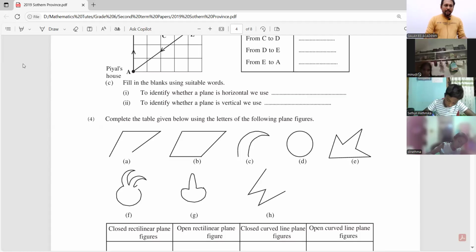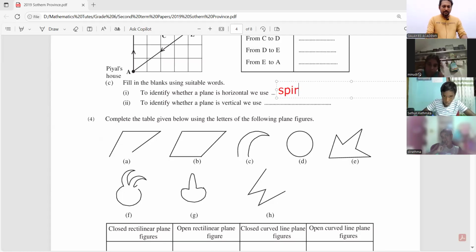Spirit level. Instruments you have to write, okay? Spirit level. To identify whether a plane is vertical, we use vertical.